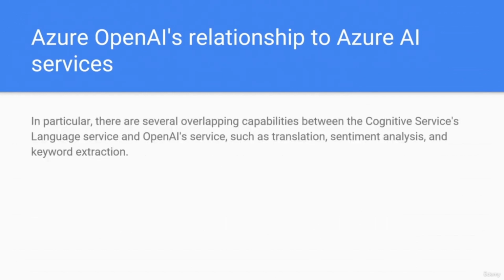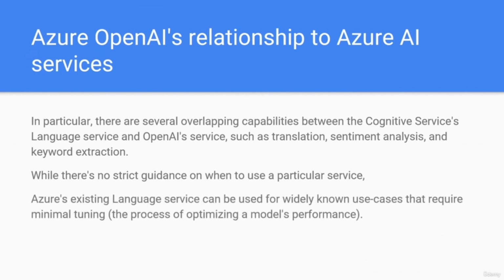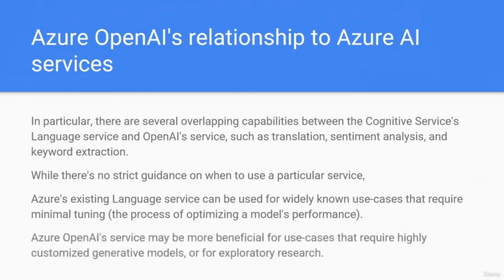In particular, there are several overlapping capabilities between the Cognitive Services language service and OpenAI service, such as translation, sentiment analysis, and keyword extraction. While there is no strict guidance on when to use a particular service, Azure's existing language service can be used for widely known use cases that require minimal tuning, the process of optimizing a model's performance. Azure OpenAI service may be more beneficial for use cases that require highly customized generative models or for exploratory research.